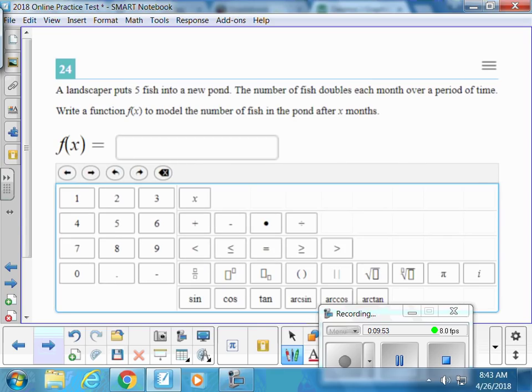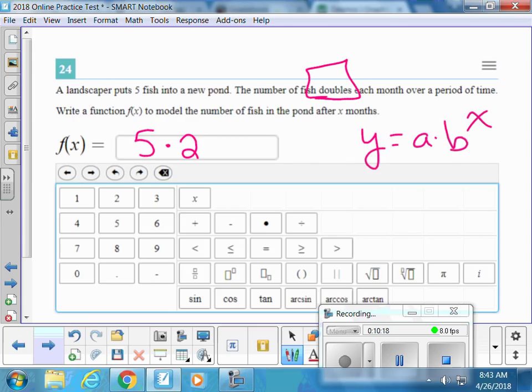A landscaper puts 5 fish in a new pond. The fish double each month. So we're definitely going to be doing our exponential growth equation again. This is definitely an equation to learn if you have not learned it yet. I mean, that's probably the 4th or 5th problem we've seen that uses it. So very, very important. 5 is how many fish we're starting with. That's your starting amount. We're doubling each month, so that's going to be our growth factor right here too. And then x is your exponent.